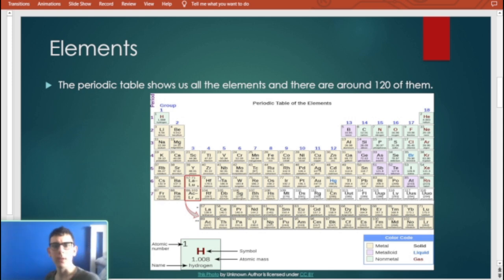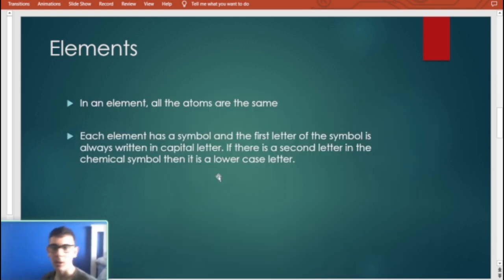The periodic table shows us all the elements there are, and there's around 120 of them. Here we've got the whole periodic table, which shows us all the elements that are made, and it's constantly increasing as more elements are being made. So what actually is an element? In an element, all the atoms are the same.